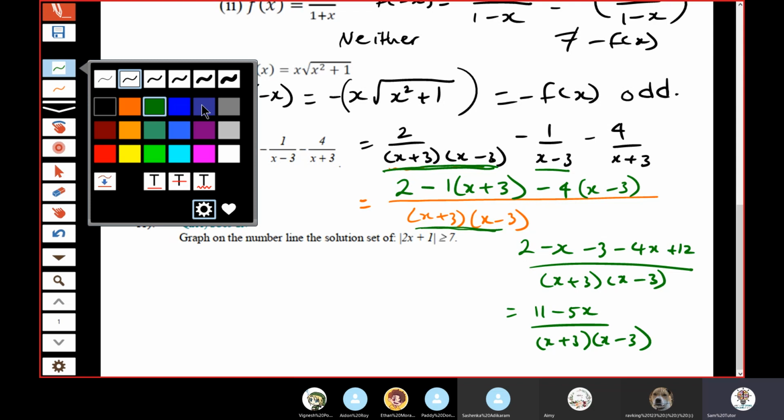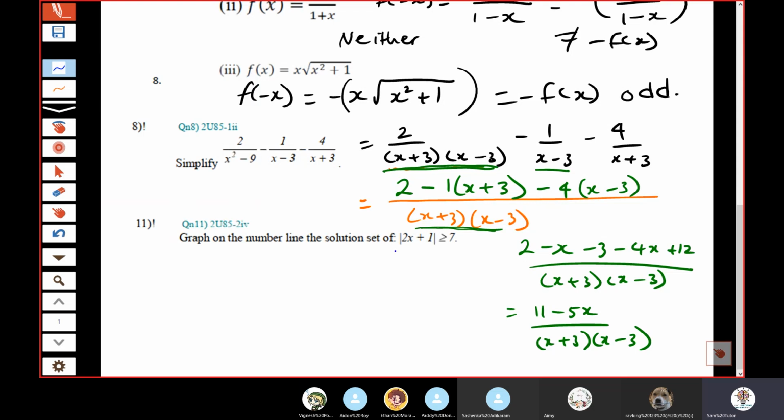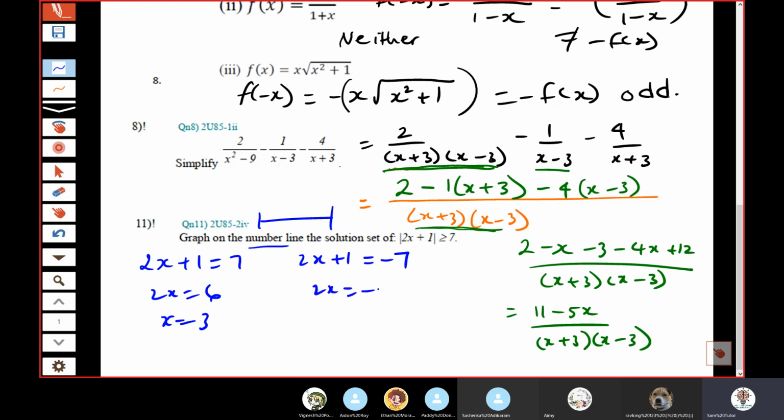Last one. What's step 1 for this one, Ethan? 2x plus 1 equals 7, 2x plus 1 equals negative 7. When it says number line, it's not your Cartesian plane, it's that number line. So 2x equals 6, x equals 3; 2x equals negative 8, x equals negative 4. Then there's my negative 4, there's my 3. It's a greater than or equal to.